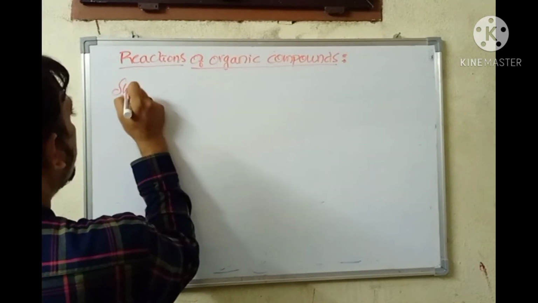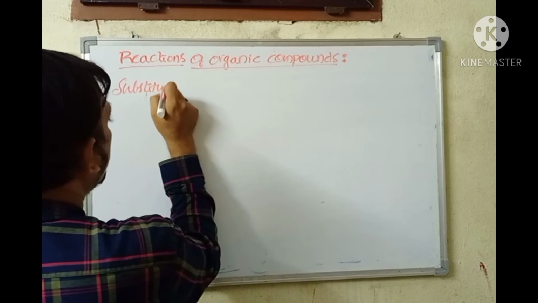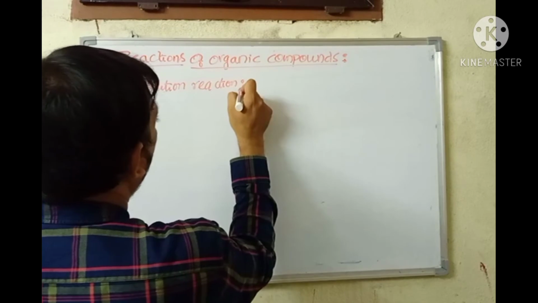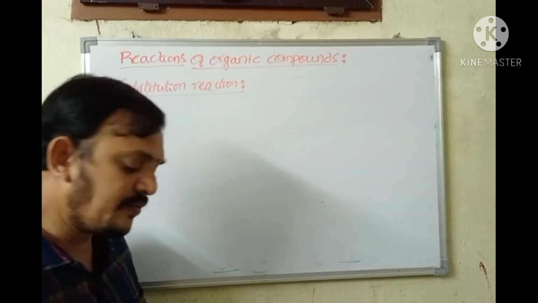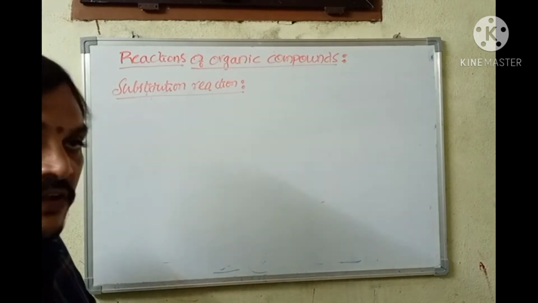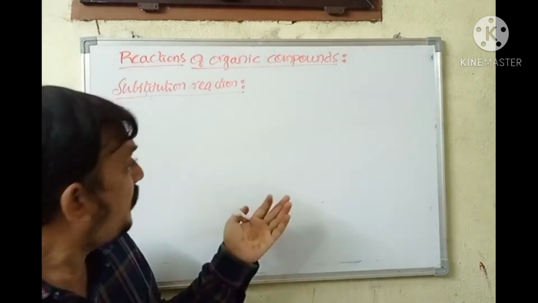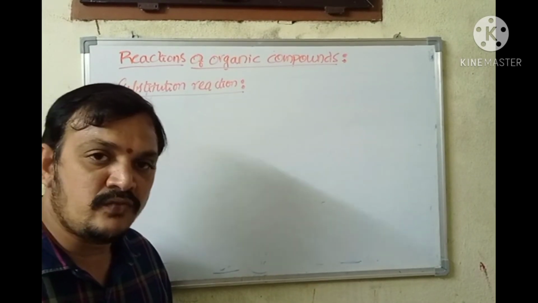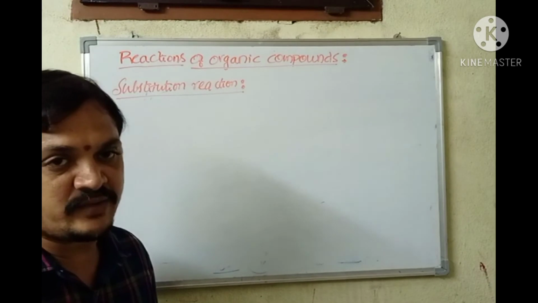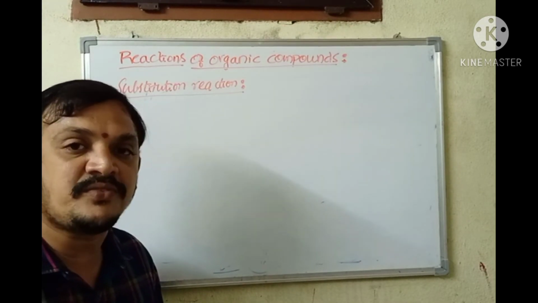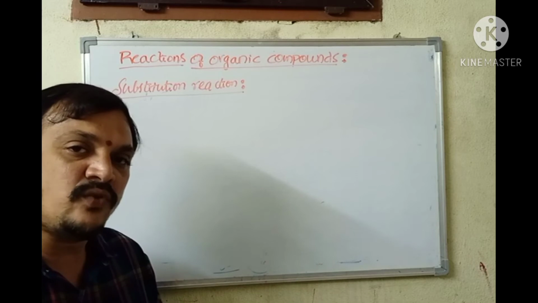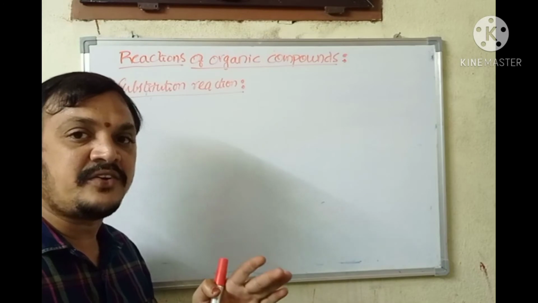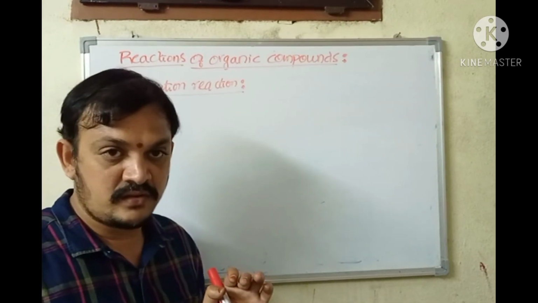Substitution reactions. These reactions are quite similar to displacement reactions, which we had discussed in your first lesson, chemical reactions and equations. In case of organic compounds, a substitution reaction can be defined as a chemical reaction in which one or more hydrogen atoms of an alkane are substituted by any other reactive atom or group of atoms under suitable conditions. These are the characteristic reactions of alkanes.